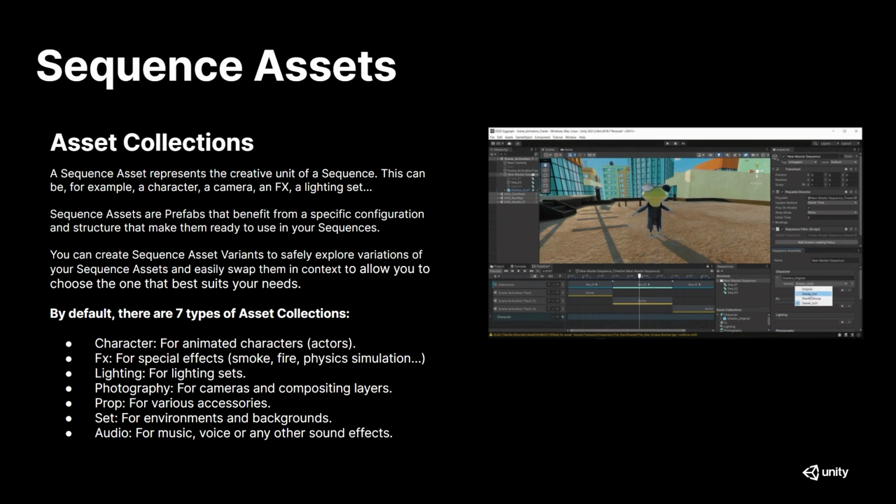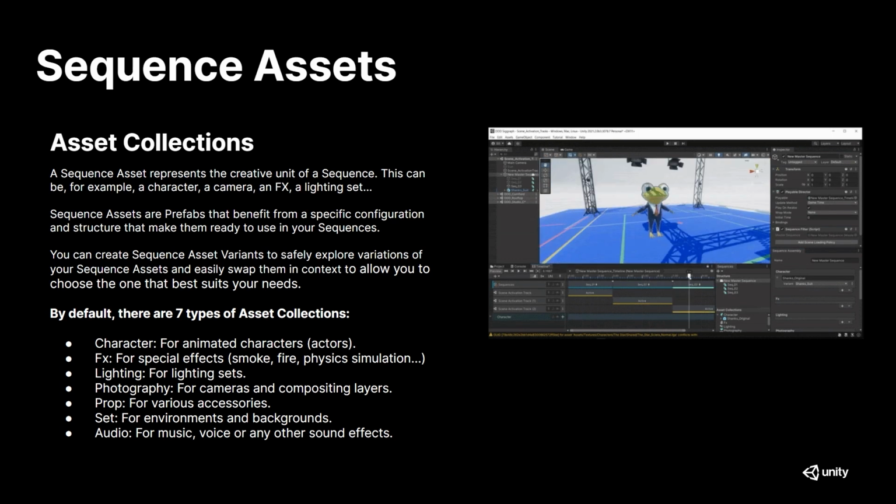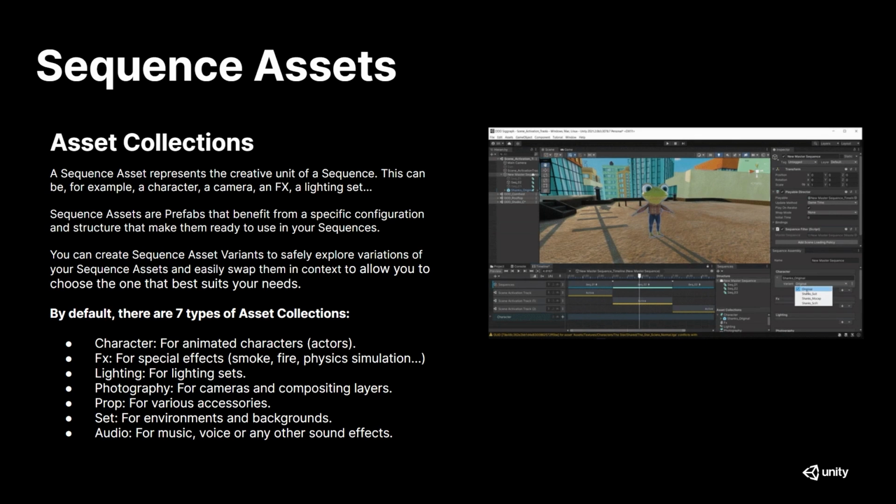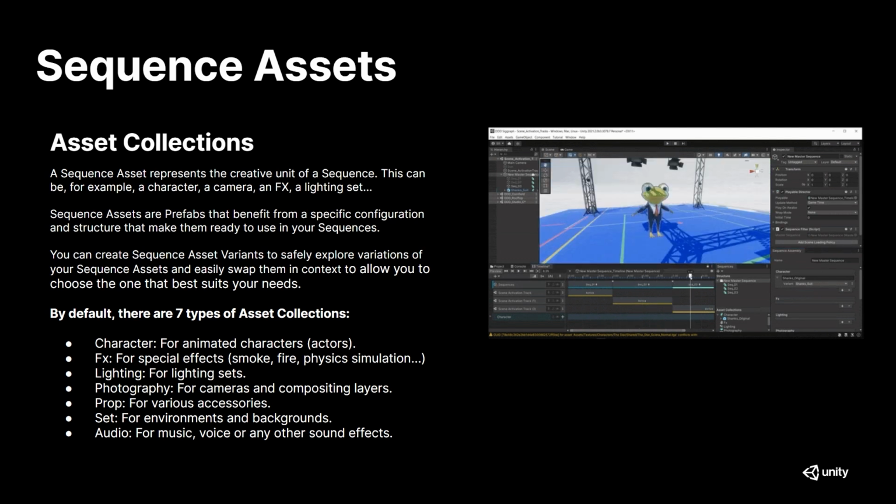You can see I have a motion capture look, a sci-fi look, a business suit, and his farmer outfit. By default, there are 7 types of asset collections. There are characters for your animated characters, effects for things like smoke, fire, and physical simulations, lighting for your light rigs, photography for cameras and compositing layers, props for all the various accessories, and sets for your environments and backgrounds, and also audio for music or any other sound effects for your stories.